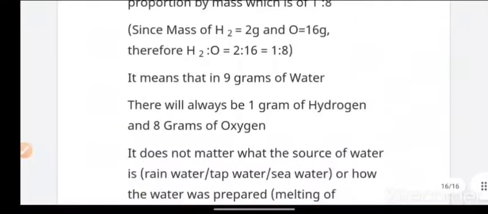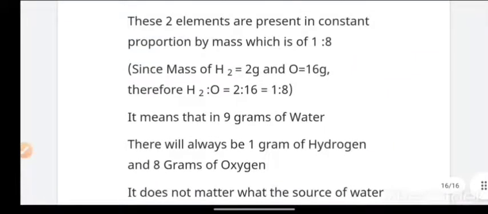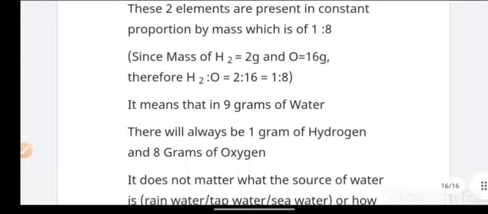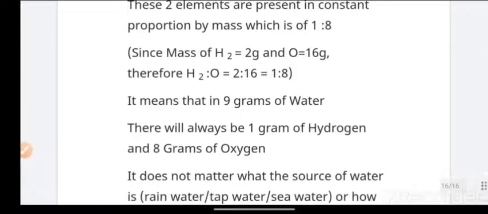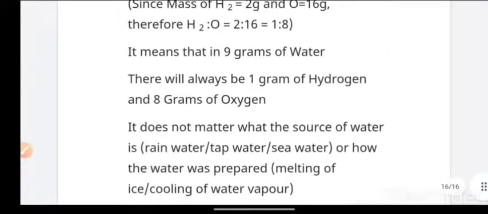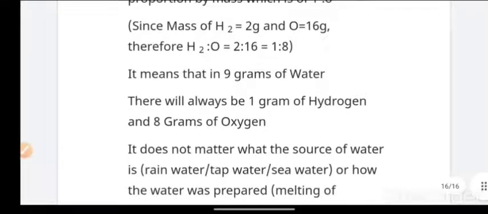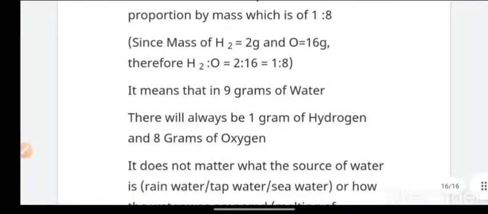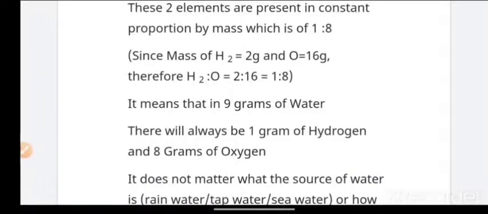It does not matter where the source of water comes from. It may be groundwater, sea water, tap water, rain water, whatever it is, or how the water is prepared, by melting of ice or by cooling of water vapor. It does not depend on that. It only depends on the ratio of their masses.